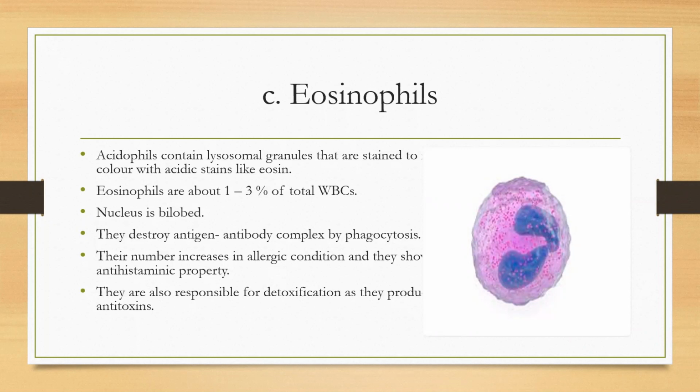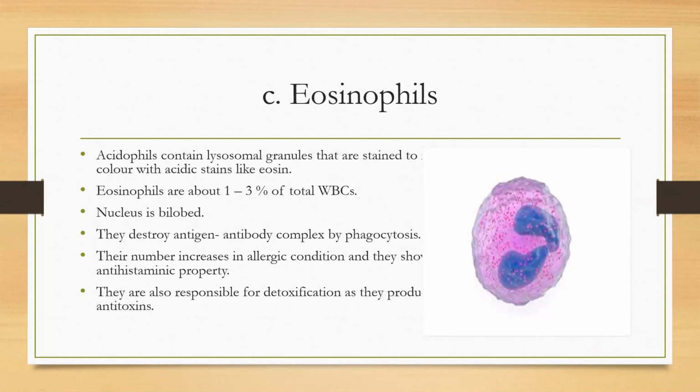So to destroy any kind of pathogen, what happens? These antibodies, whose function is protection, bind with the antigen. So an antigen antibody complex is formed, and this complex is destroyed by phagocytosis. Antibodies kill the antigen. But how do they destroy the antigen? By forming the antigen antibody complex, which is then destroyed by phagocytosis.